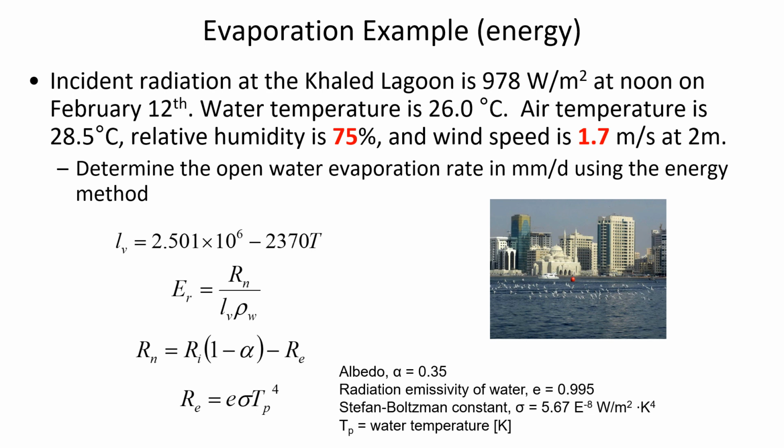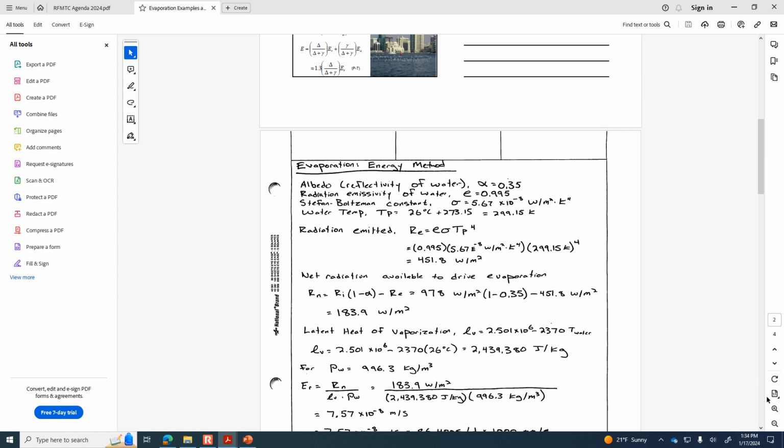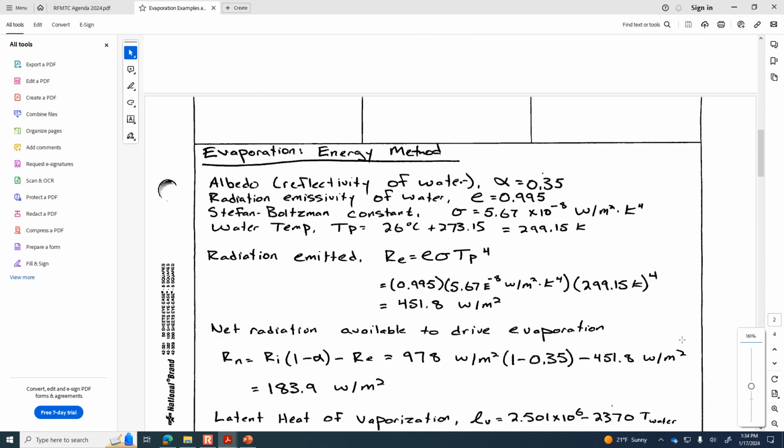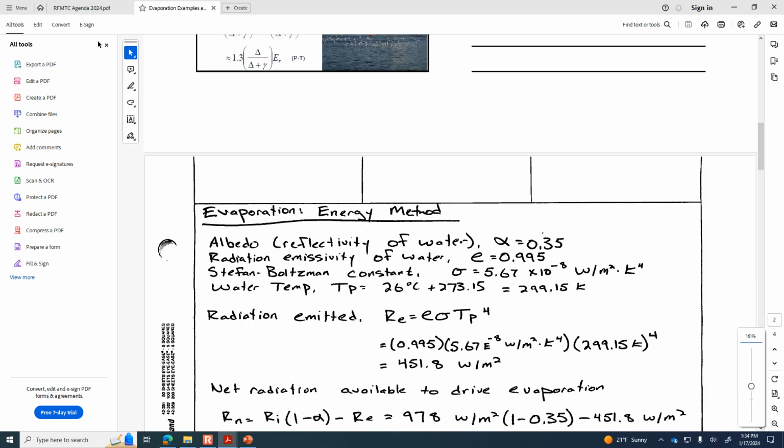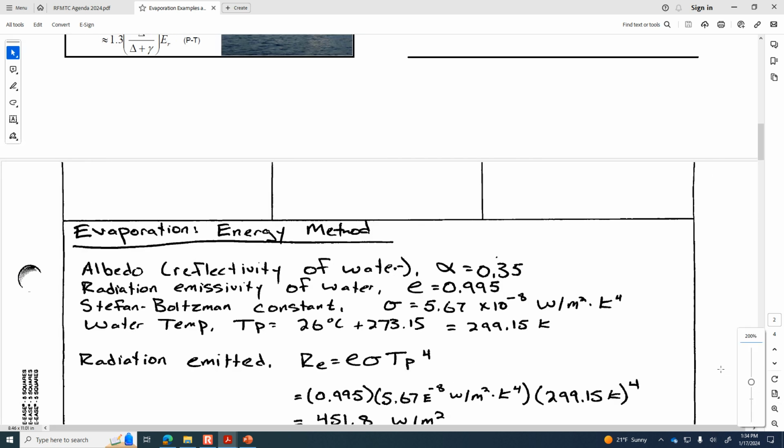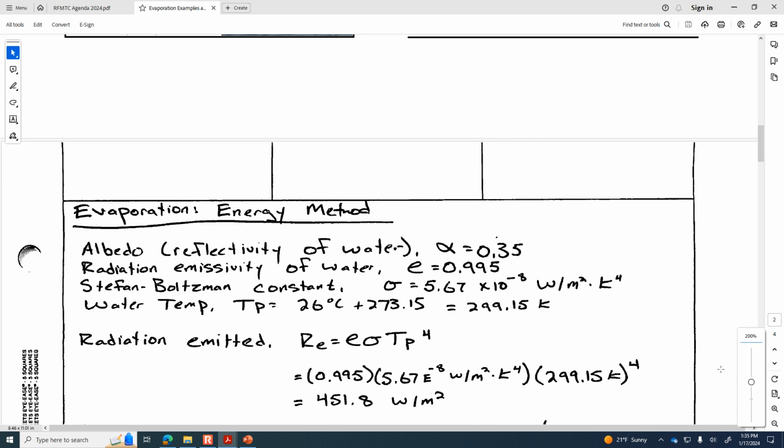That's just energy that the water is sending back out into space at this moment in time, at noon on February 12th. Let me, by the way, bring these calculations up on the screen so that if anybody is revisiting the video later on, you'll be able to see that. So we've calculated the water temperature in Kelvin and the amount of radiation that's emitted from the water.